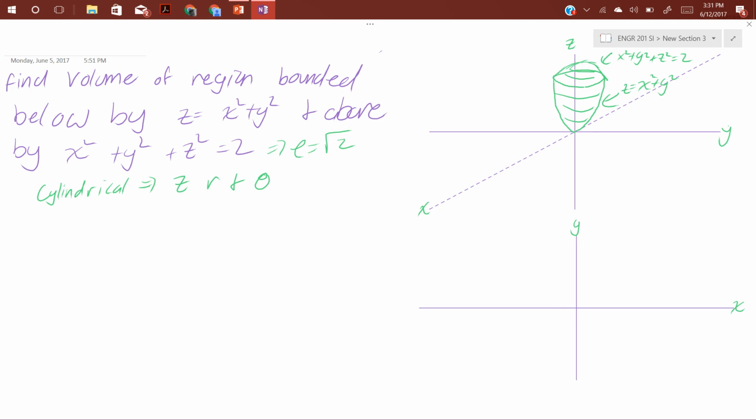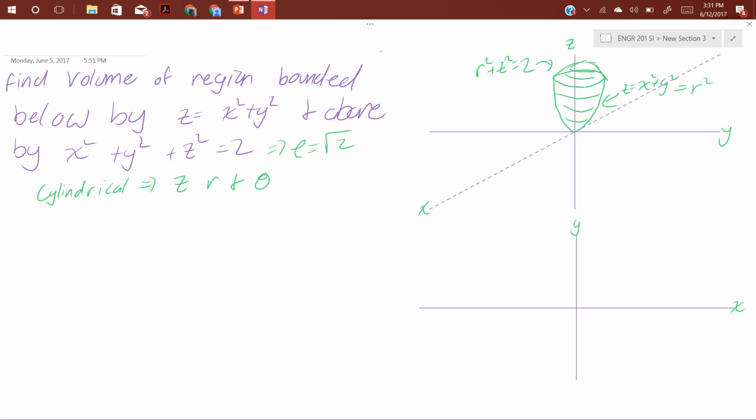When we get all of these equations into terms of z, r, and theta, we can say that z equals x squared plus y squared really equals r squared, and x squared plus y squared plus z squared equals 2 is really r squared plus z squared equals 2. So I'm going to erase this. Now you have the region I have to find the volume of.